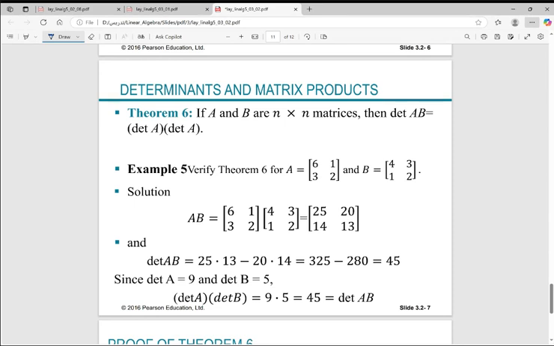A question. Okay, I will ask this question later. Let's move to the next theorem.